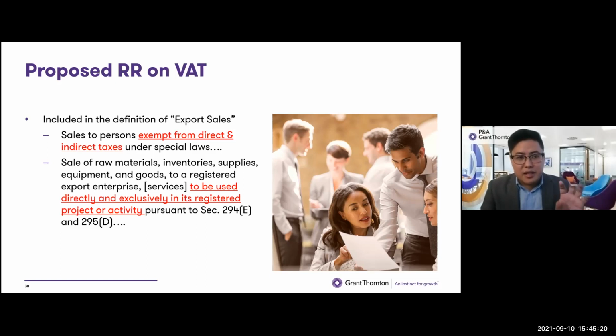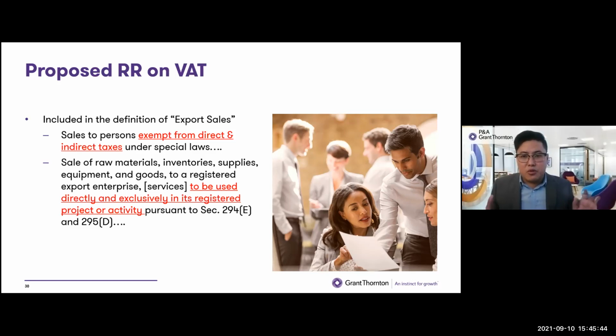the said draft RR now adhered to the provision under CREATE that it would still be zero rated and the importation would still be VAT exempt, provided it is used directly and exclusively in its registered project or activity pursuant to section 294 and 295 of the tax code.